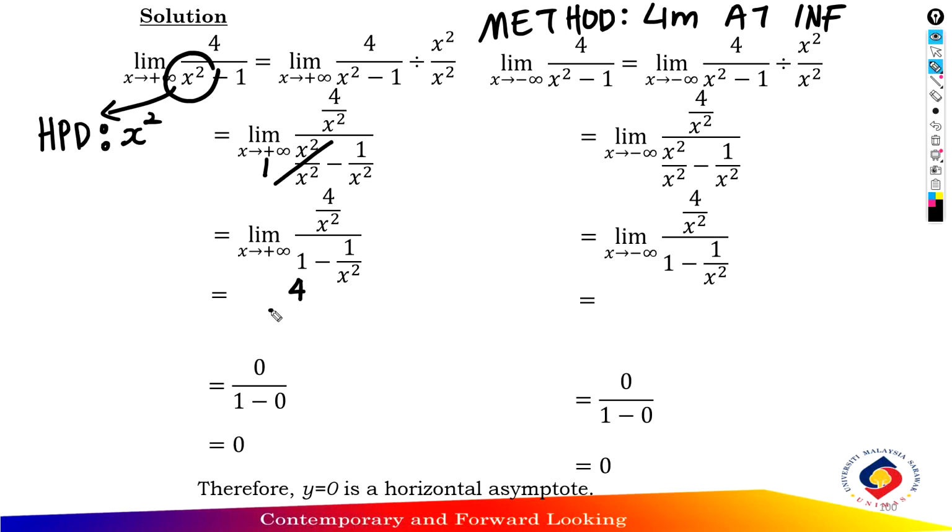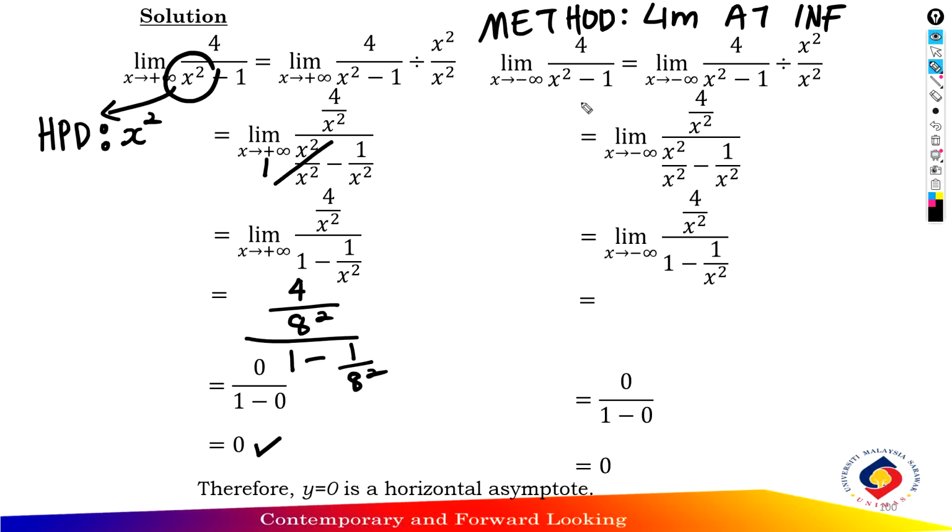So 4 over infinity squared, and then here 1 over infinity squared. So the numerator of the function here equals 0, and the denominator here equals 1 minus 0, and the answer here equals 0. Okay, so the limit as x approaches positive infinity of f(x) equals 0.